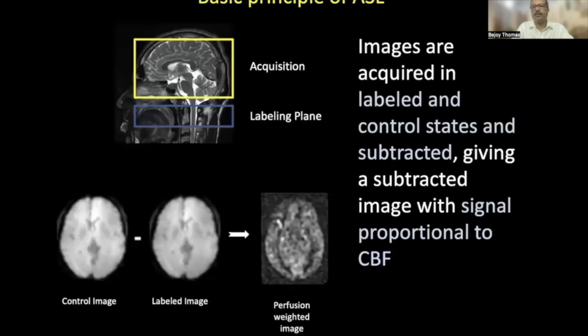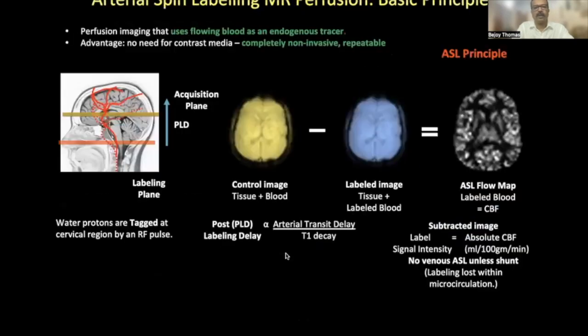So as you know, this is a non-invasive perfusion method which doesn't use an exogenous injection of contrast media like gadolinium. We can label the arterial water at the skull base and wait for some time to acquire the labeled images. We also acquire control images without this labeling, and when we subtract the labeled images from the control images, we get a perfusion weighted image. There are several acquisition methods which we'll discuss in the coming slides.